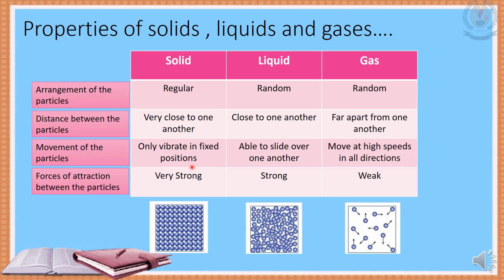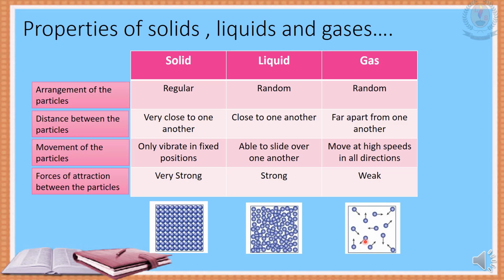Movement of the particles. Solids, since they don't have any space, can't move freely. They only vibrate in a fixed position. So the particles are not moving, they just vibrate at the same position. But liquid particles are able to slide over one another. Since there's a small space in between the particles, they have the ability to slide over one another.